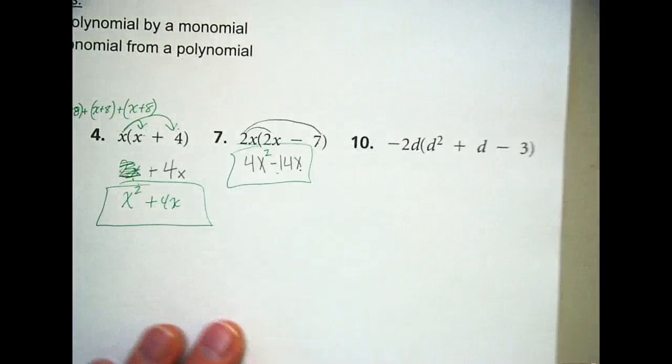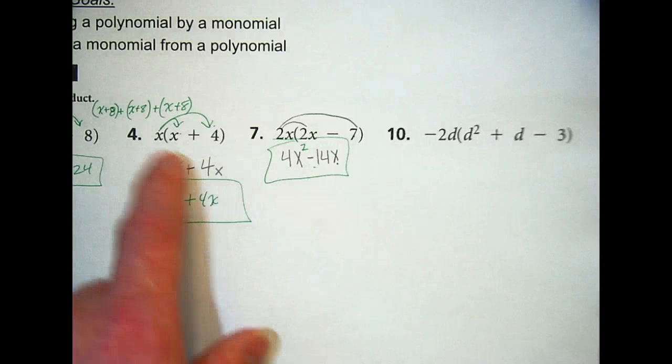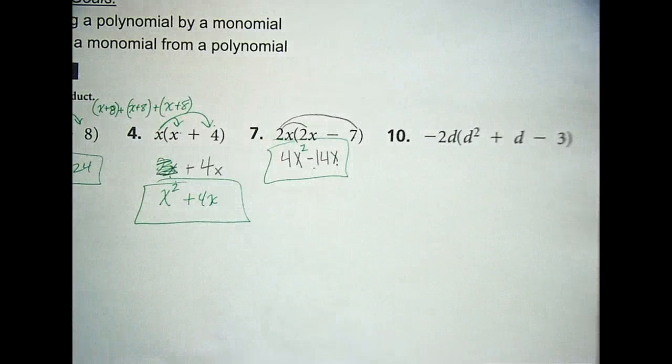Okay, number 10. Any questions on 4 and 7? How it's x squared? What happened when you multiply an x by an x? Yeah. x by x is x squared. All right. Number 10, Cole. You get number 10, man.